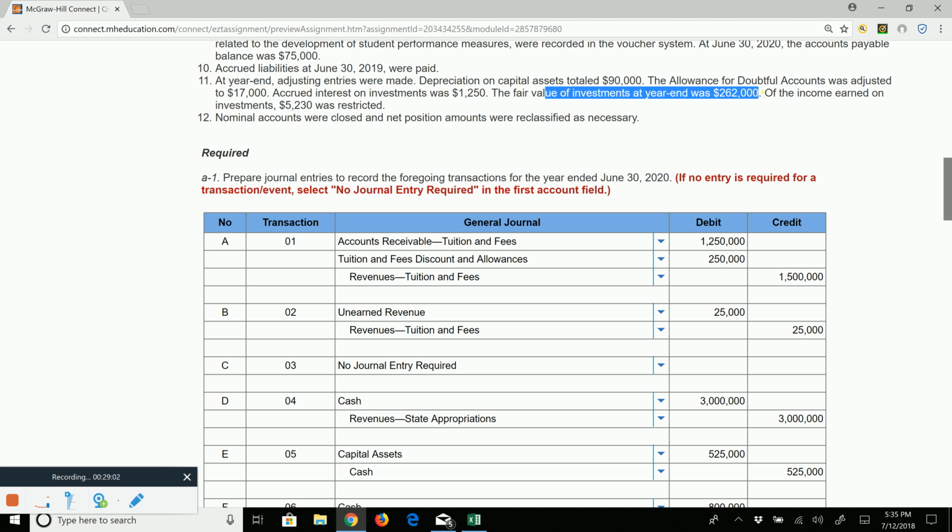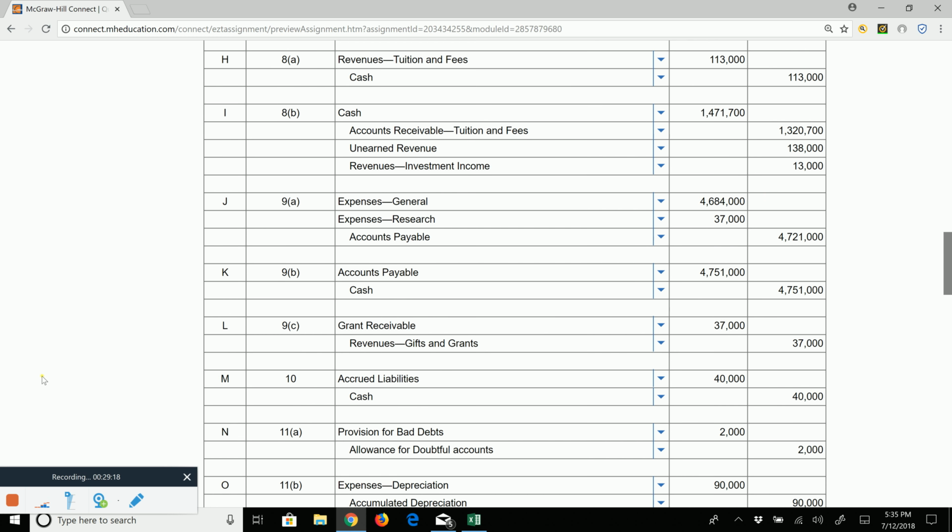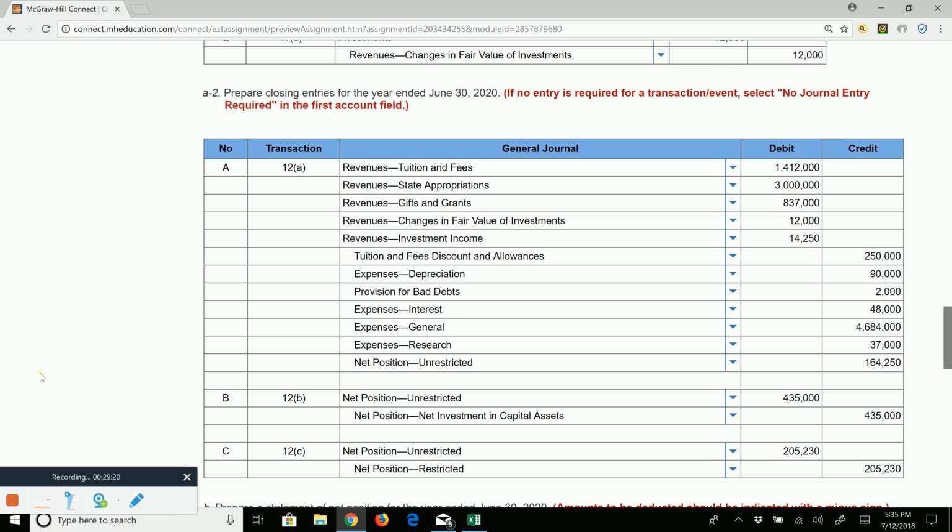And it also tells us of the income earned on the investments, all right, $5,230 was restricted. There's no journal entry per se at this moment in time, but I need you to keep that in mind when we go through our closing entries, and that's the last step here. So the closing entries, what we're going to do is close out all of our revenues with debits. We will close out our expenses and our contra revenues with credits. The difference, whatever is needed, debit or credit, is all going to get closed out to unrestricted.